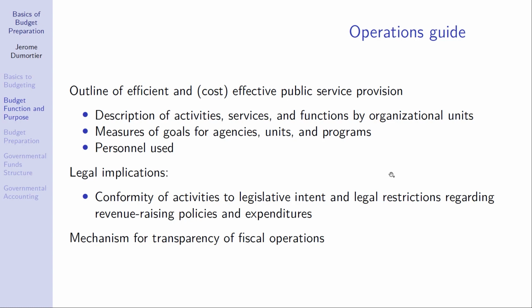It also outlines the goals for individual agencies, units and programs, as well as the personnel or how many people are actually going to be used. As an operations guide, it has also legal implications in the sense that the budget has to ensure that the activities are actually within the legislative intent and conform to legal restrictions or to current laws.